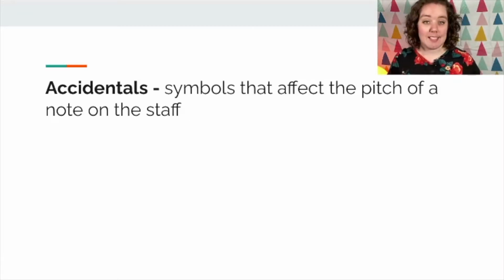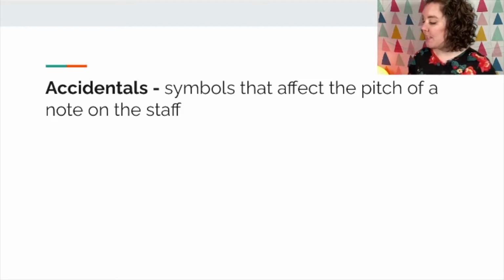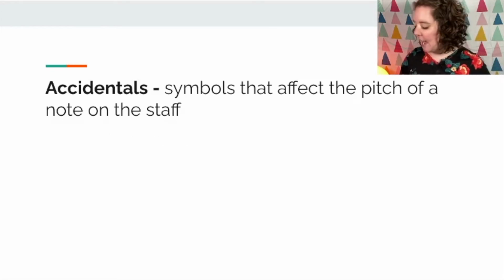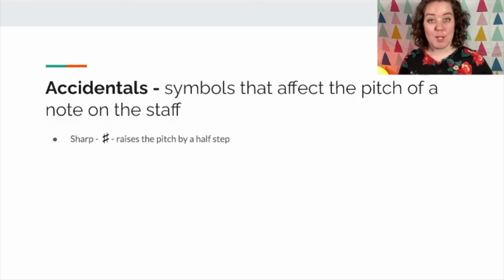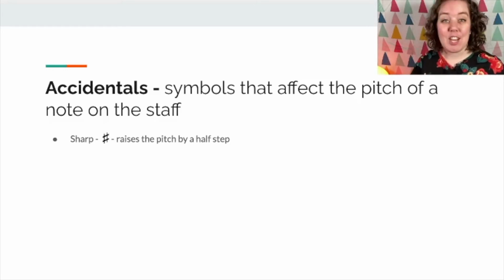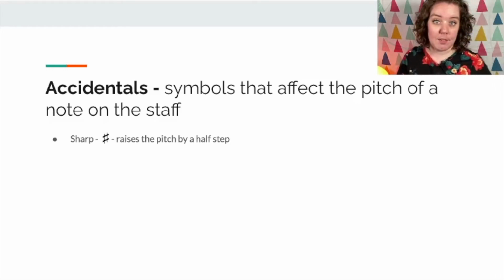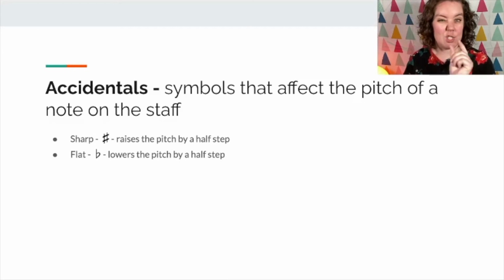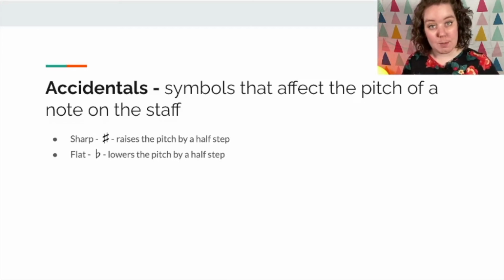Then that brings us to accidentals. Accidentals are symbols that affect the pitch of the note on the staff. So a sharp looks kind of like a hashtag, and it raises the pitch by a half step. Then you have a flat, which looks like a squashed B, that lowers the pitch a half step.